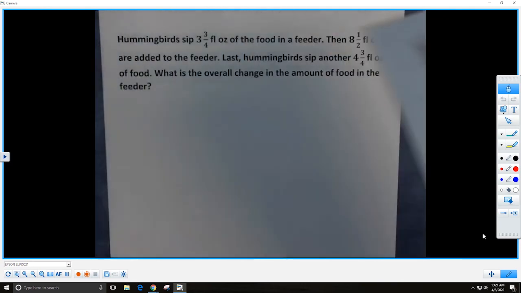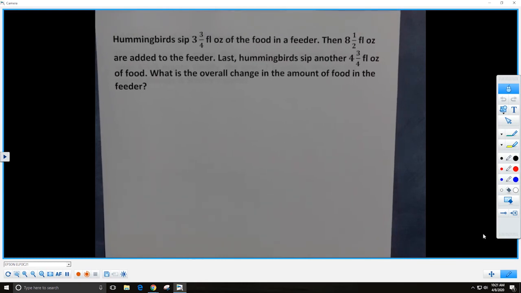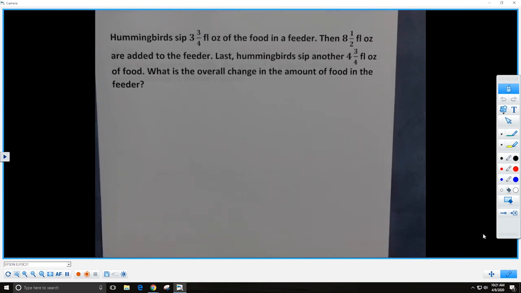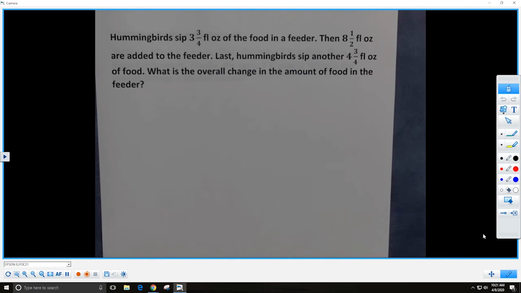This one is about hummingbirds. Hummingbirds sip 3 3/4 fluid ounces of the food in a feeder. Then 8 1/2 fluid ounces are added to the feeder. Last, hummingbirds sip another 4 3/4 fluid ounces of food. What is the overall change in the amount of food in the feeder? Work this problem, and then we'll go over it together.